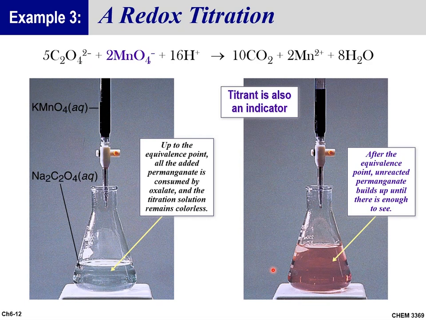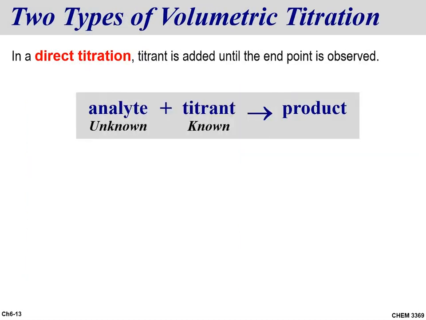Okay, so these three types of titrations, we're going to look at these three a little bit more carefully: acid-base titrations, precipitation titrations, and the redox titrations later in the semester. Okay. All right. So there are two types of volumetric titration. So this is still a general discussion that applies to all titrations, all volumetric titrations.